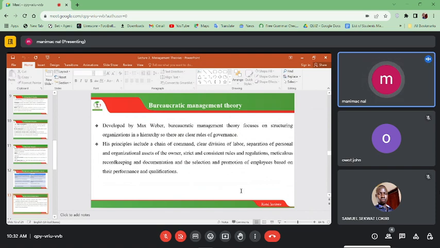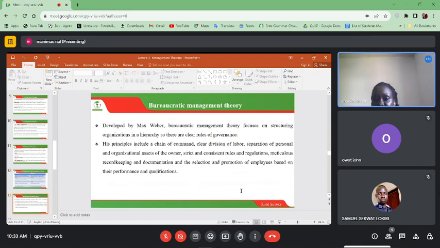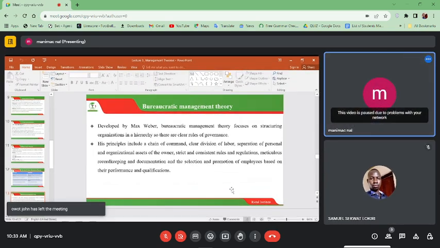We have a chain of command. We have a clear division of labor to employees. We have separation of personal and organizational assets of the owners. We also look at how strict and consistent rules and regulations should be in a workplace. Meticulous record keeping and documentation have to be available. We also need a selection and promotion of employees based on their performance and qualifications. So in summary, those are the principles according to Weber, which we need to follow when using a bureaucratic theory.